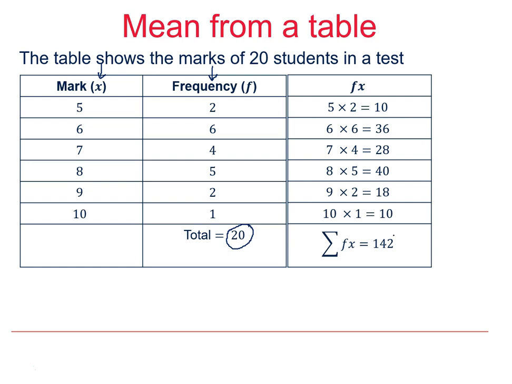And we obtain the total of all of these, and of course you may well do this on your calculator now. And then we divide the total of all the marks by the total of the frequencies, and then we get the mean mark per student, 7.1.